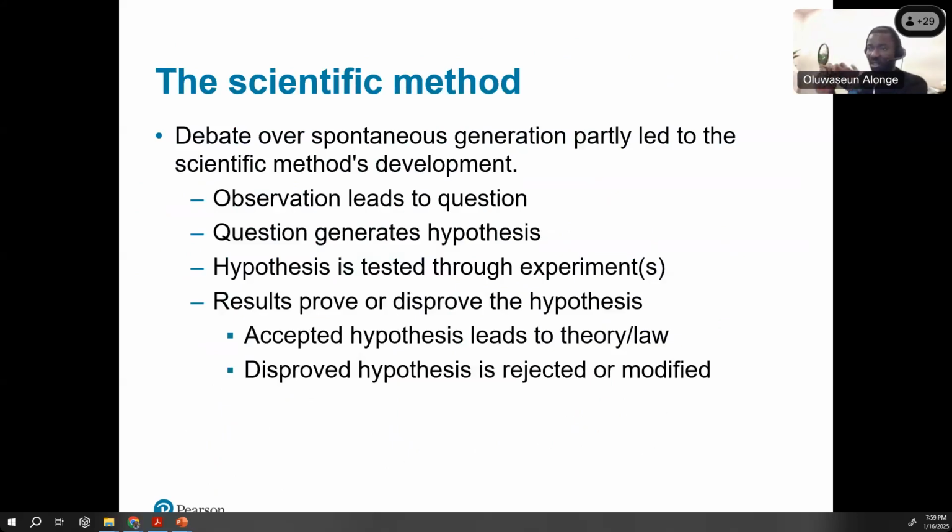observation, you have questions. After you ask a question, you have a hypothesis, and after the hypothesis, you have a prediction. After prediction, you do an experiment. After experiment, you come up with results. Then your results could formulate a theory.